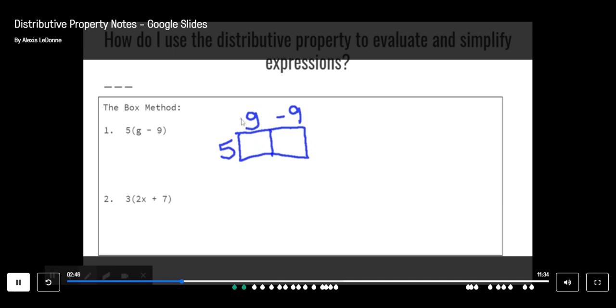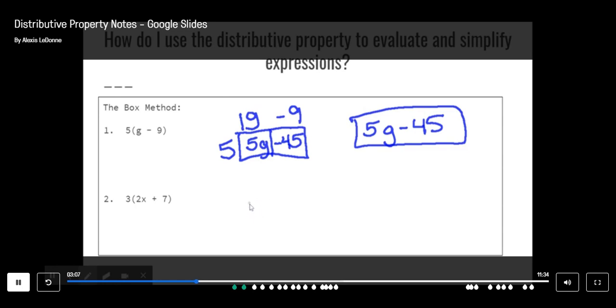So I have 5 times, this is a 1g, would give me 5g. 5 times negative 9 would give me negative 45. And then that box is going to be my final answer. So 5g minus 45.